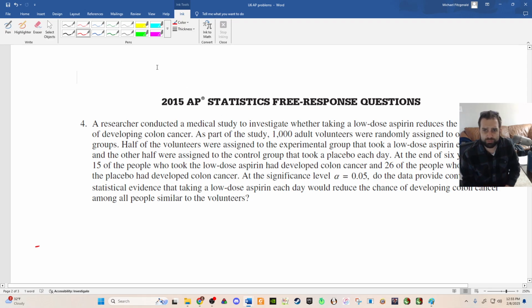Conducted a medical study to investigate whether taking low dose of aspirin reduces the chance of developing colon cancer. As a result, a thousand adult volunteers were randomly assigned one of two groups. Half of them were assigned to the experimental group, a low dose of aspirin every day. The other half were assigned to a control group that took a placebo. At the end of 6 years, 15 of the people who took the aspirin had colon cancer, and 26 took the placebo. We want to see if there's a significant difference of these proportions.